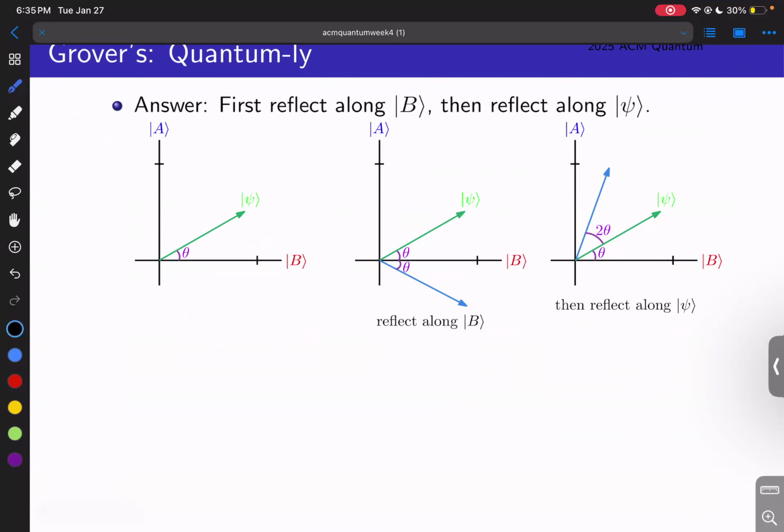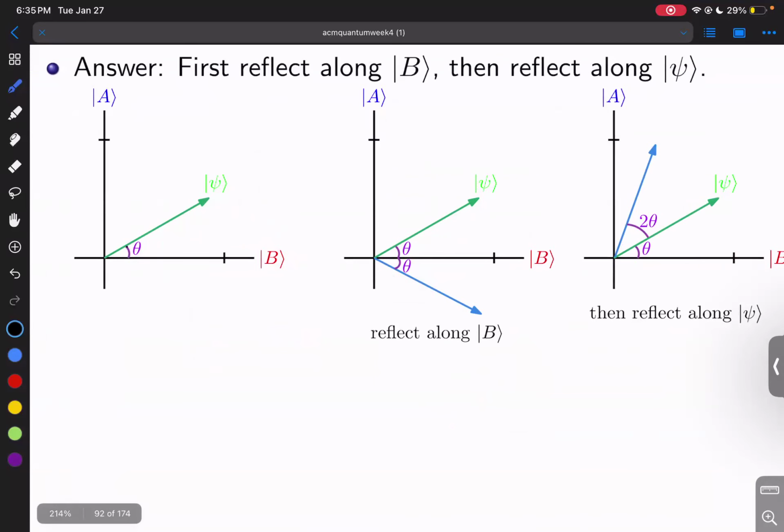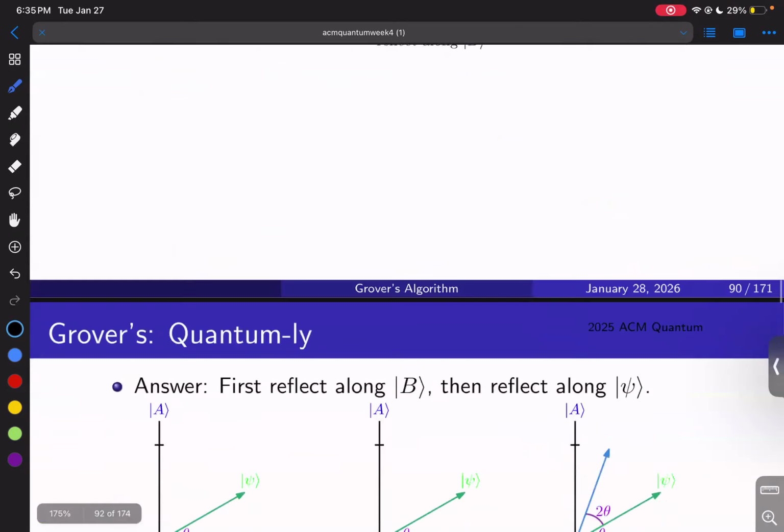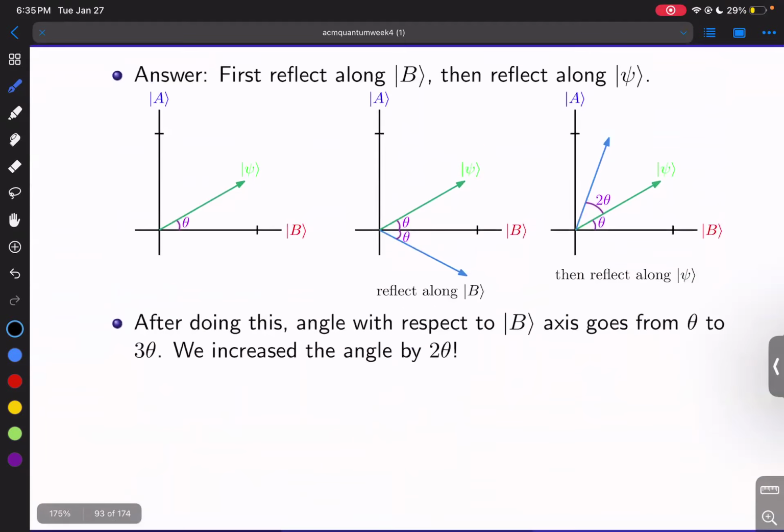Does that make sense? If you're theta from the B axis, and you reflect it along the B axis, you're going to be theta on the other side of the B axis. And now this blue vector is 2 theta away from the psi axis. So when you reflect along the psi axis, you're going to be 2 theta on the other side of the psi axis. And now your amplitude is closer to the A axis. So when we do those two reflections, we've changed the angle with respect to the B axis from theta to 3 theta, which is an increase of 2 theta.